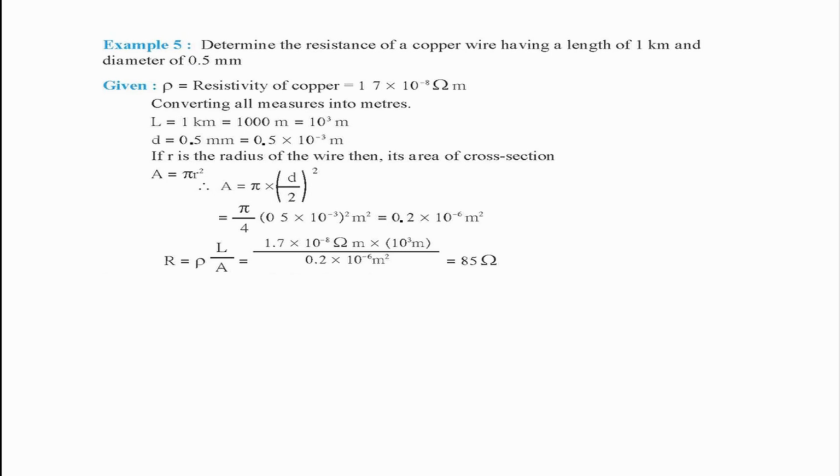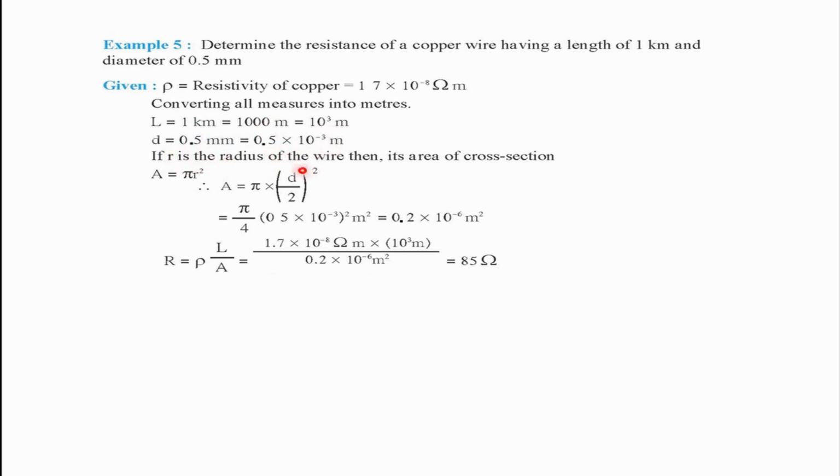The resistivity of copper is also given over here. As I told you, resistivity of material is different for different materials. So resistivity is already given. Converting this length of 1 kilometer into meter, just simply multiply with 10 raised to 3, and you will get it converted into meter. 1 kilometer is 1000 meter, everybody knows this. Diameter will be 0.5 millimeter, 0.5 into 10 raised to minus 3 meter, like in the previous sum.